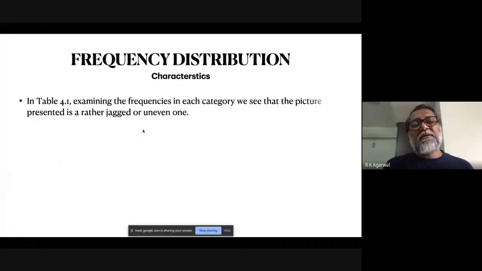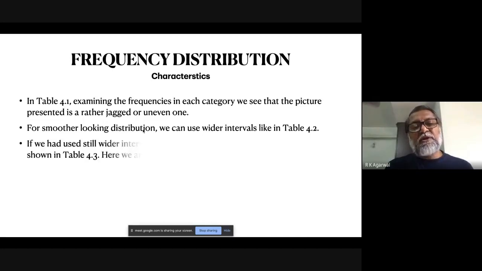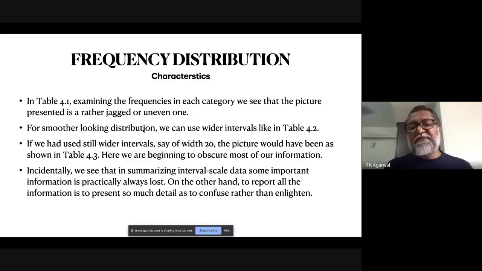So first, in table 4.1, we see that the picture is uneven. Second, in table 4.2, you have a smoother distribution. In table 4.3, the width is 50, but we start losing a lot of information. And incidentally, whenever you categorize interval scale data in classes, some information is always lost. But on the other hand, if you report all information in great detail, it just confuses rather than enlightens.